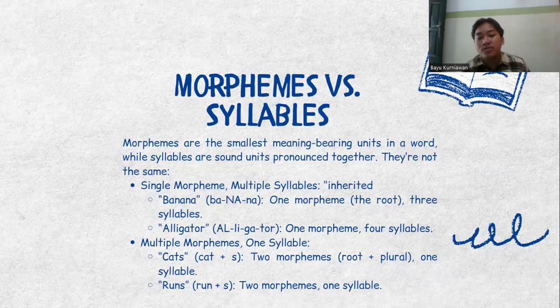Next one is morphemes versus syllables. Morphemes are the smallest meaning-bearing units in a word, while syllables are sound units pronounced together. They are not the same. First, a single morpheme with multiple syllables: banana. One morpheme, the root, three syllables. Alligator: al-li-ga-tor, one morpheme, four syllables. Multiple morphemes, one syllable: cats, cat plus s, two morphemes, root and plural, but one syllable. Runs, run plus s, two morphemes but only one syllable.